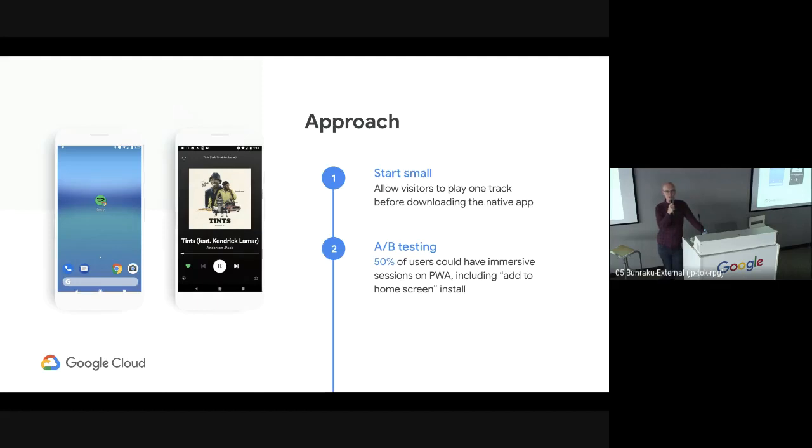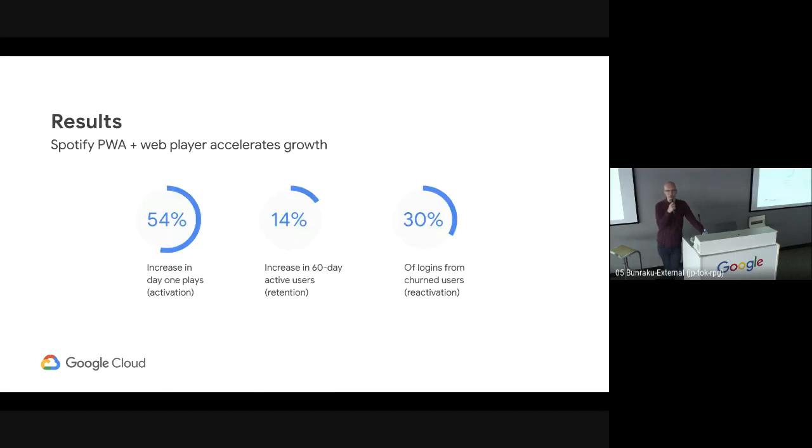and then they used A/B testing to see how engaged users of the installed PWA were compared to people who had downloaded the native application, and how many more people were actually willing to. And the results were pretty great, actually, far better than even Spotify or ourselves expected.